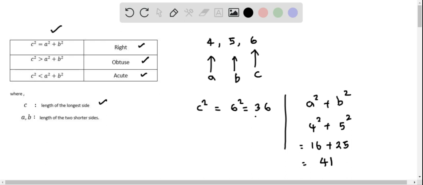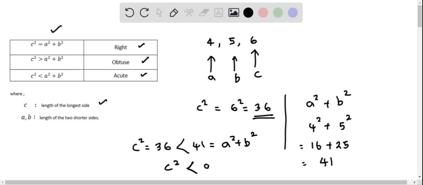Clearly we can see that C squared is 36, and this is less than 41, which is A squared plus B squared. So we are getting the relation C squared is less than A squared plus B squared. And this means it is an acute triangle. According to this rule, C squared is less than A squared plus B squared, so it is an acute triangle. So the answer to this question is acute.